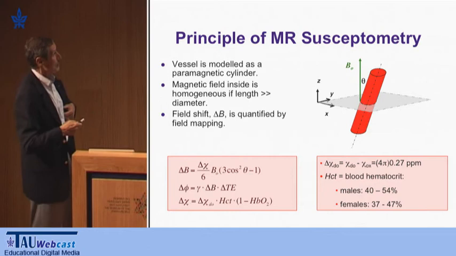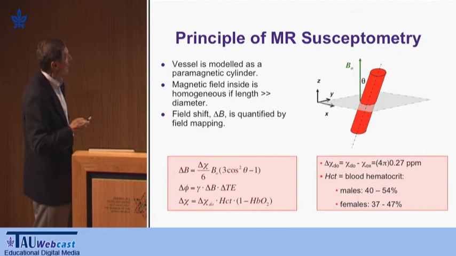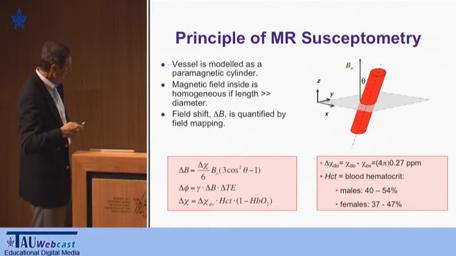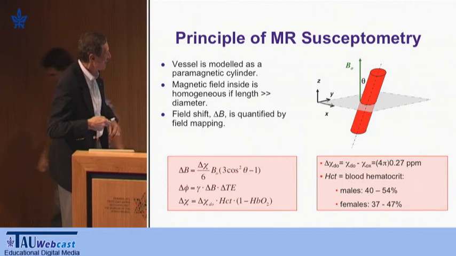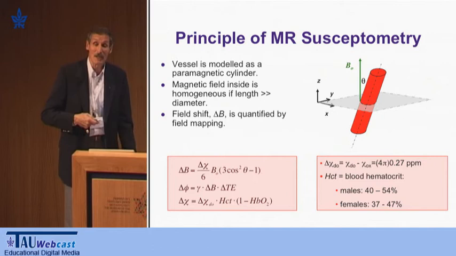The field shift can be quantified by field mapping, and this is the fundamental equation. So there is an angular dependence. The field is proportional to the susceptibility difference between inside and outside the vessel.